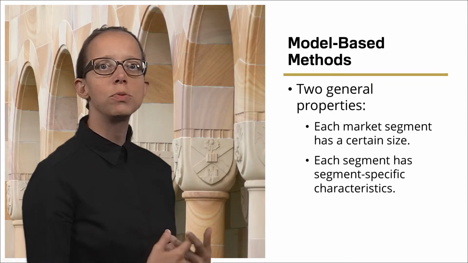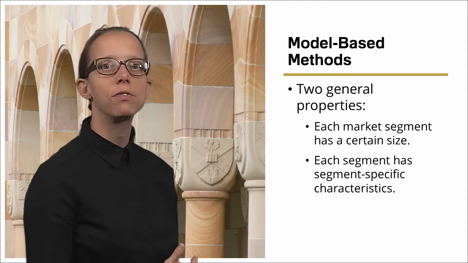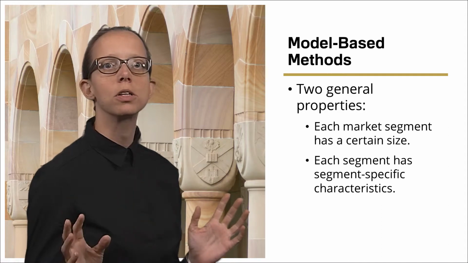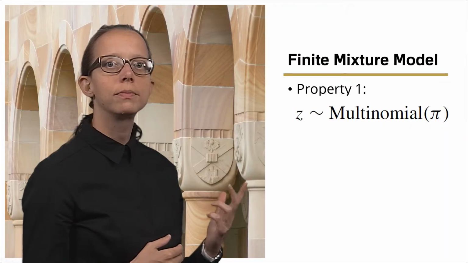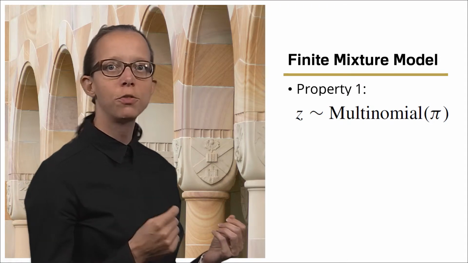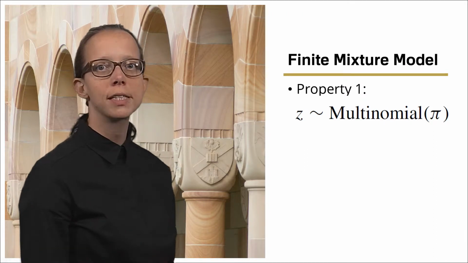The model-based methods we use here are called finite mixture models because the number of market segments is finite and the overall model is a mixture of segment-specific models. Our finite mixture model consists of the two properties we just discussed. We can write down those properties in a more formal way. Property 1 is expressed as follows, which tells us that segment membership Z of a consumer is determined by the multinomial distribution with segment sizes pi.